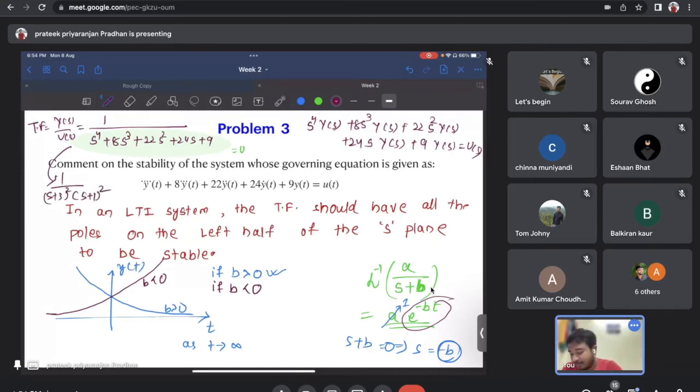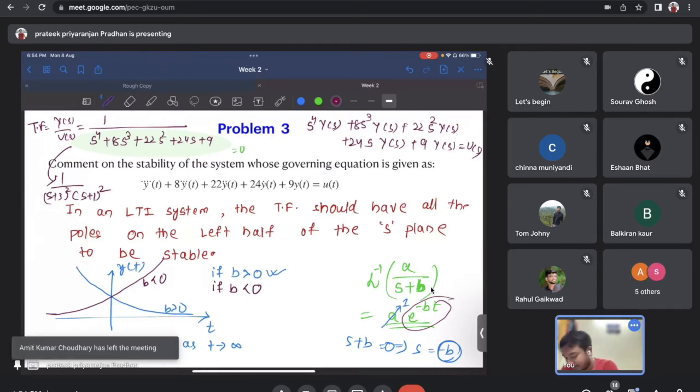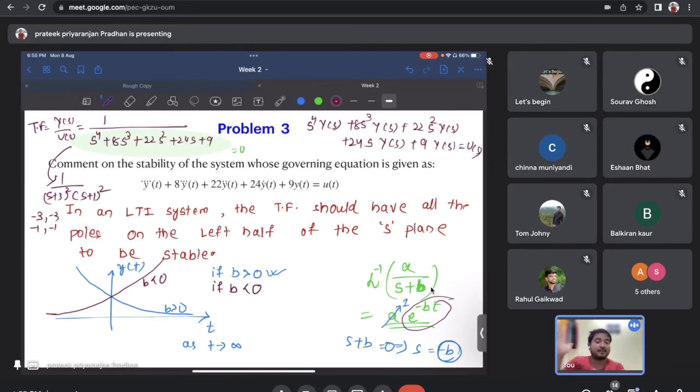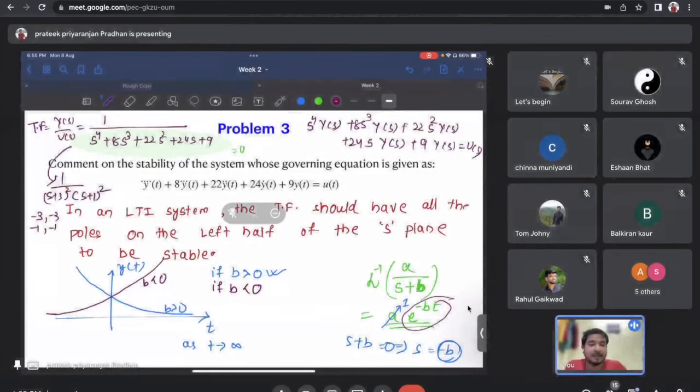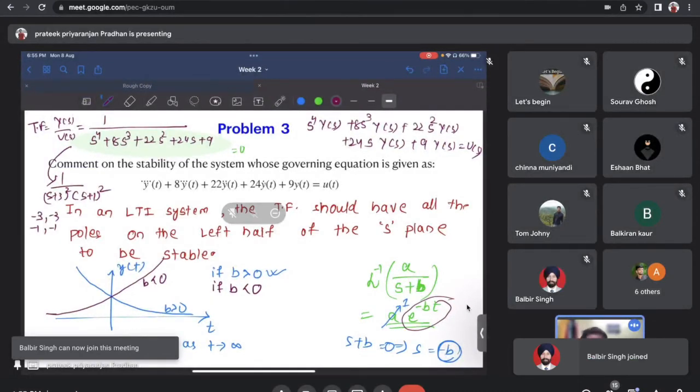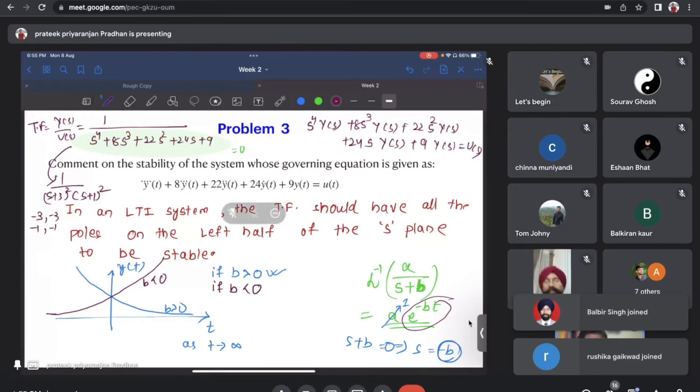You can check it out. So the system poles are at minus 3 and minus 1. Two poles at minus 3 and two poles at minus 1. So everything is on the left half side. They have negative real part. So it's a stable system.